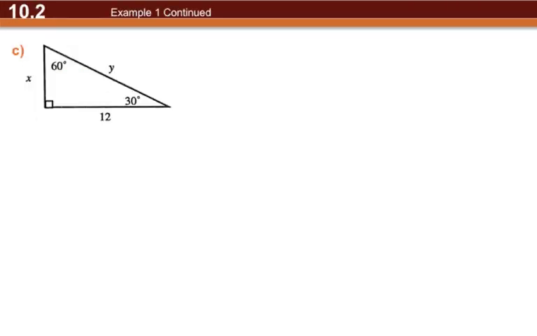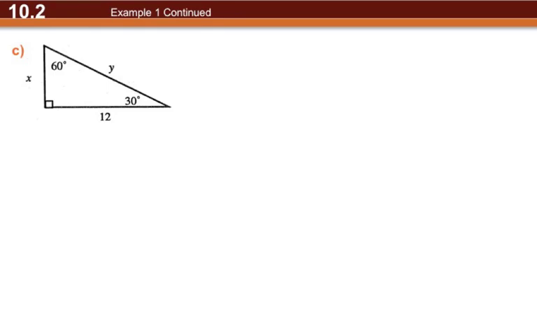Now we have a 30, 60, 90. It's a little more difficult because we don't have two sides that are identical. We have to know which side we have. Well, the hypotenuse in this case is y. That would be a 2x side. The short side is labeled x, and the long leg is 12.